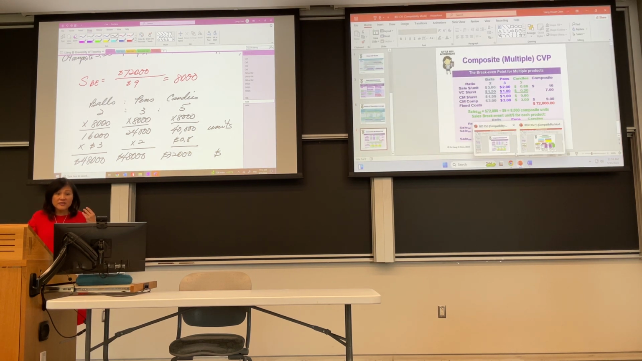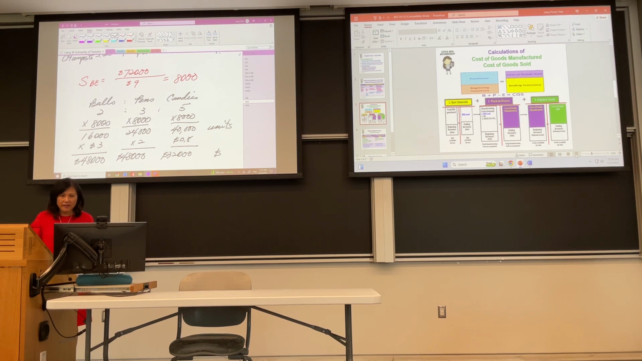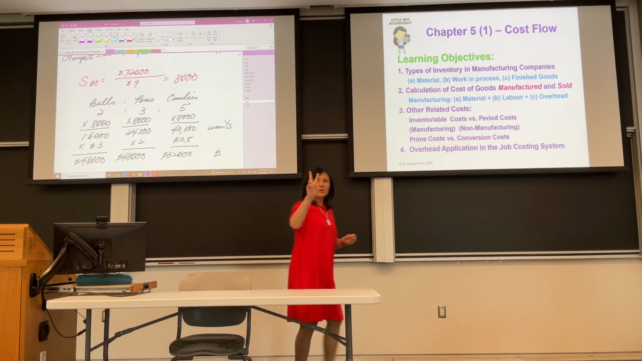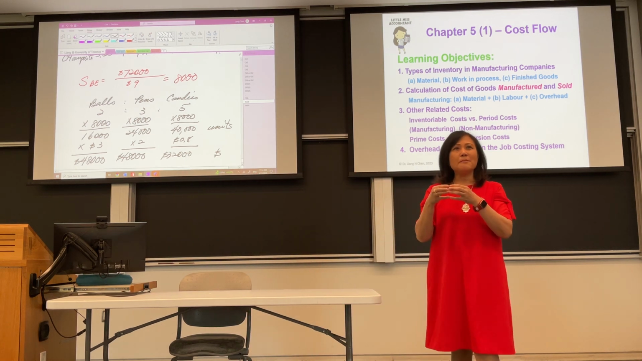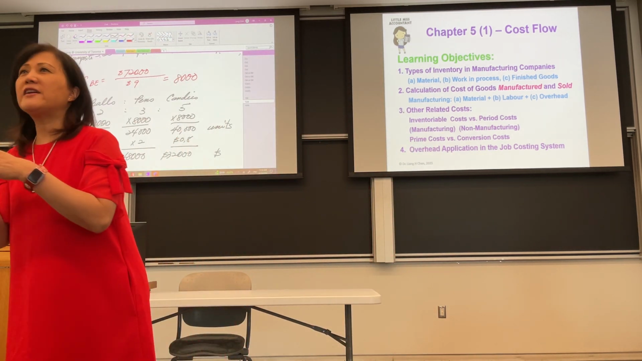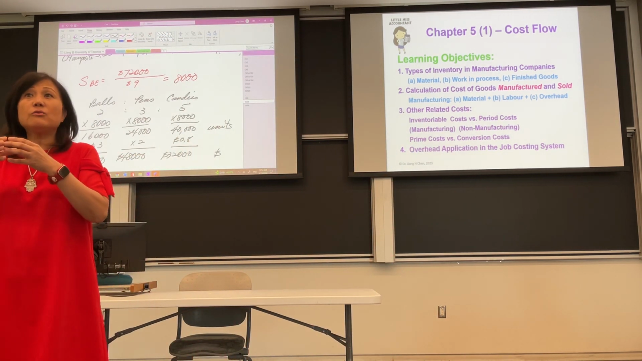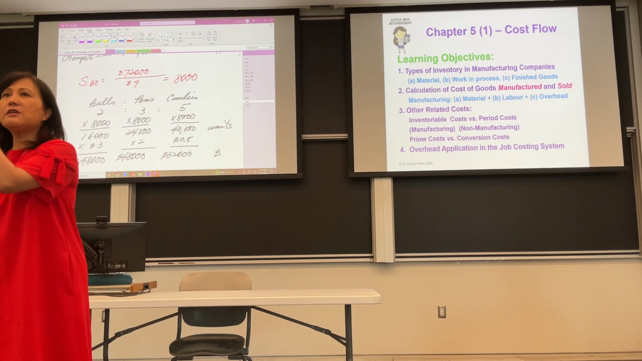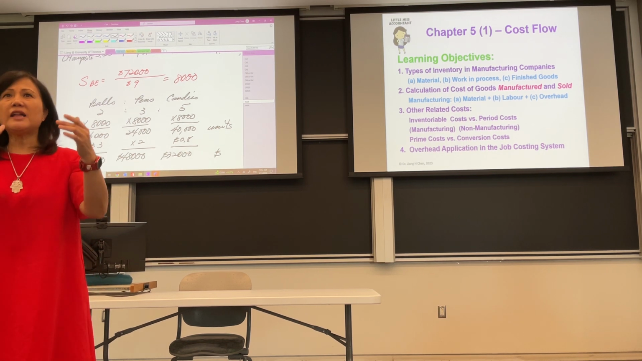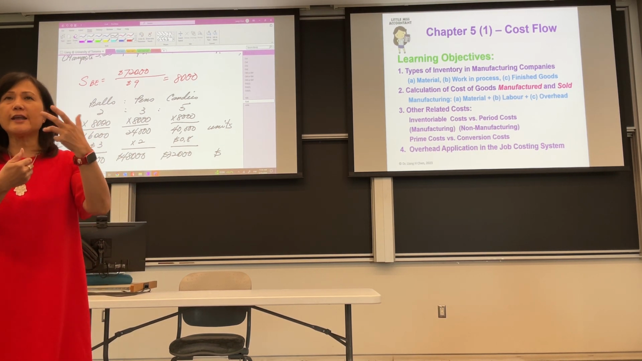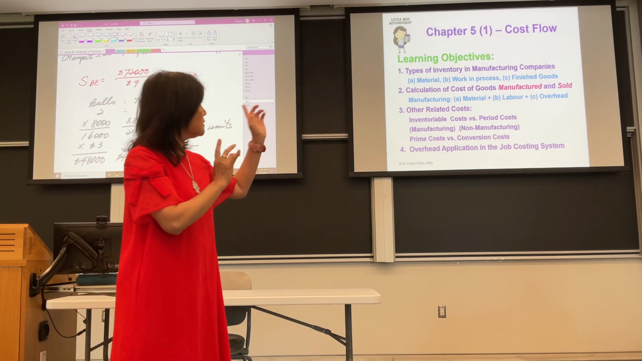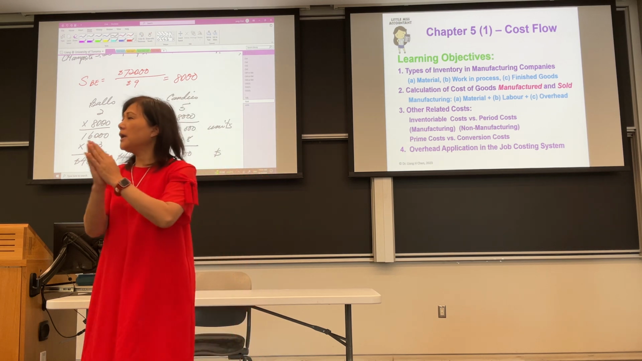Okay, so the next part, chapter 5. There are two components to it. The first component uses the concept of cost by function. Not a mathematical equation, but what is the purpose of the cost? Is it manufacturing cost or operating expenses, period cost? The next class when you come back, we're going to look at cost from traceability. Can we trace it or not?